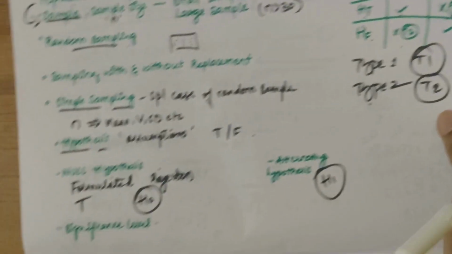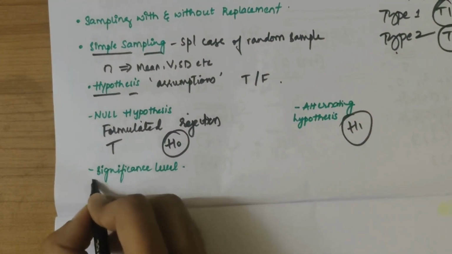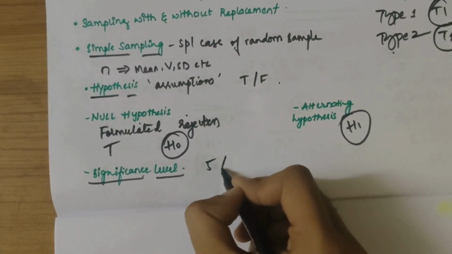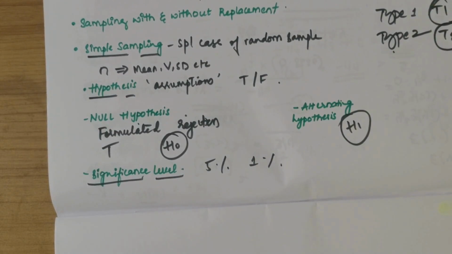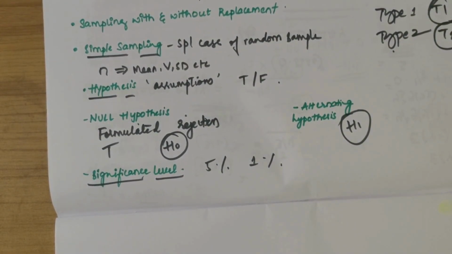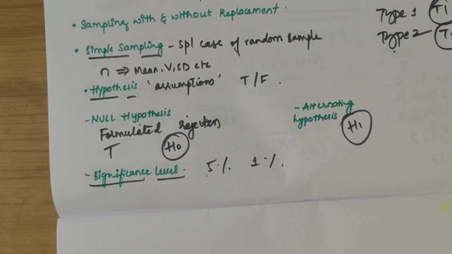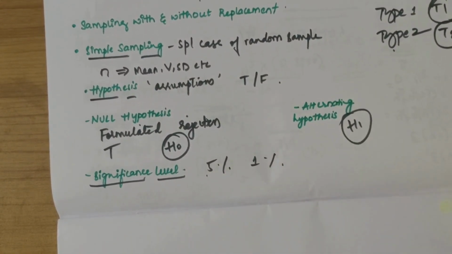Next we have significance level. There is a set of significance levels, like 5% level of significance or 1% level of significance. It is the probability level below which leads to rejection of the hypothesis. So if the probability value falls below this, then it is rejected. That's what is called the significance level.